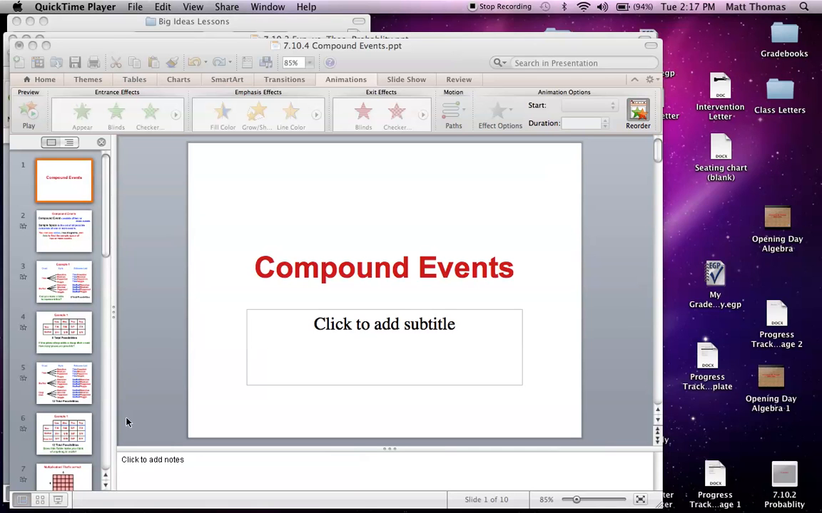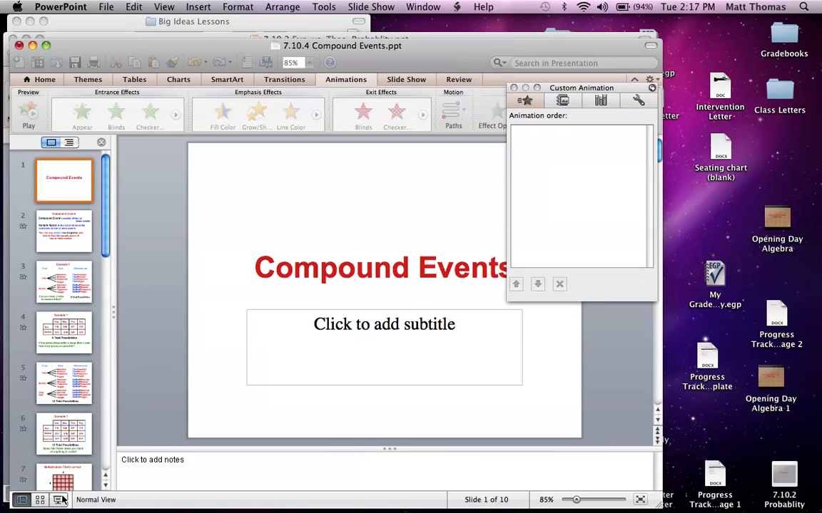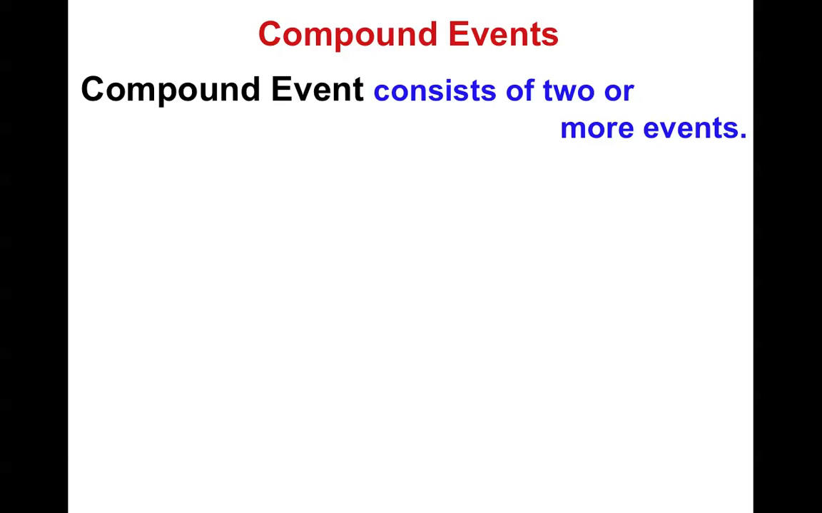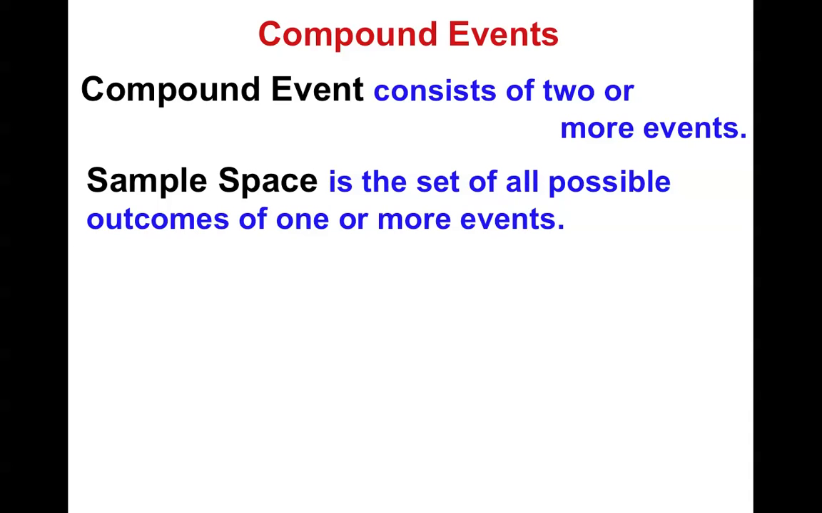Welcome everyone. I want to talk to you about compound events, which for our 7th graders was in Chapter 10, Section 4. Compound events consist basically of two or more events that happen side by side. We'll see what that means in just a second.